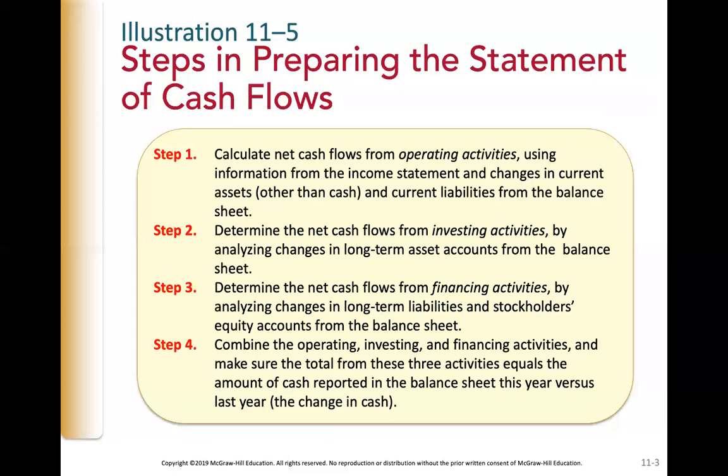First, calculate net cash flows from operating activities using information based off of the income statement and the changes in the current assets and current liabilities in the balance sheet. Don't worry about the changes and the information you need to know yet. We'll look at those when we look in the learning objective of how to prepare the operating activities section. But step one is to prepare the operating activities and determine net cash flows. Could be positive, could be negative.